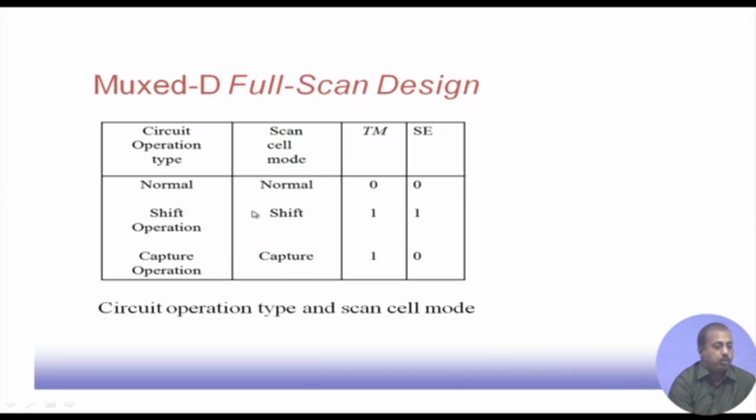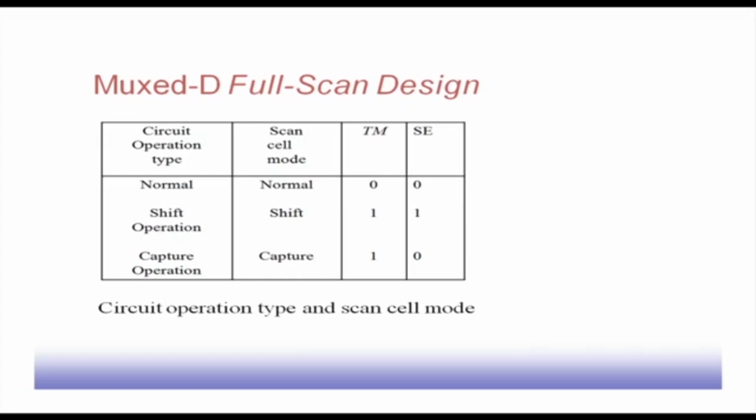So, we have got 3 modes of operation in this full scan design. One is normal mode, one is shift mode, and another is capture mode. So, they are identified by this setting of this TM, test mode, and shift enable lines.